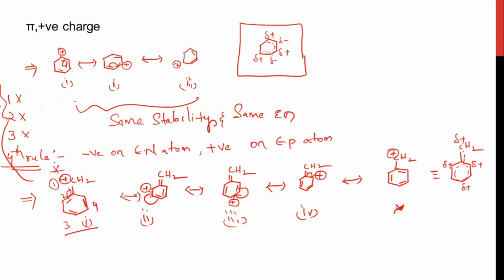We'll go to the fourth rule. What is the fourth rule? Negative charge on an electronegative atom, positive charge on an electropositive atom is giving stability to that particular resonating structure. But in all these four resonating structures, the positive charge is on only a carbon atom. So you can't even differentiate resonating structures by this fourth rule. So the energy of all these resonating structures is the same. The energies are same, so the stability will also be same. The stability of all these four resonating structures is the same.